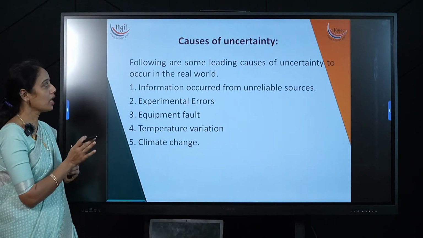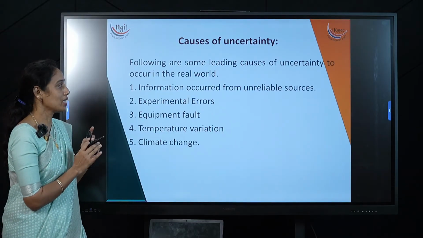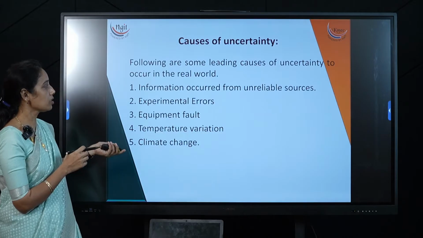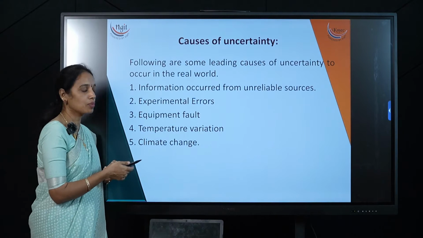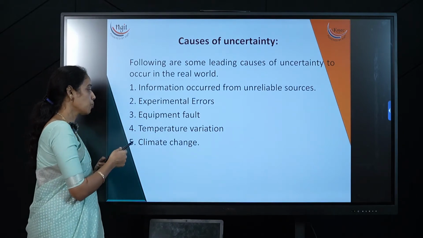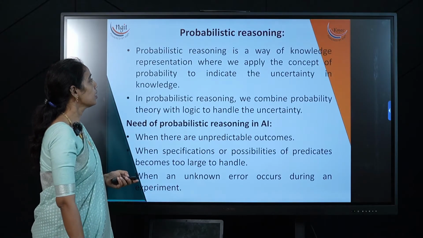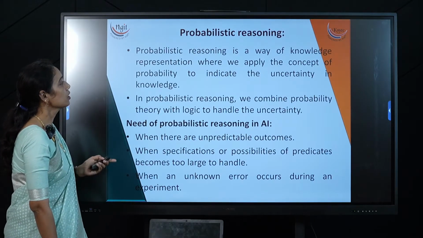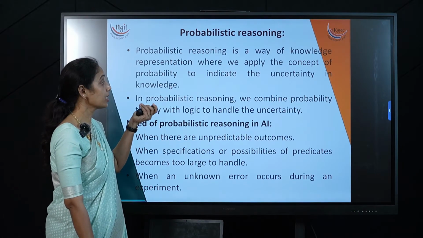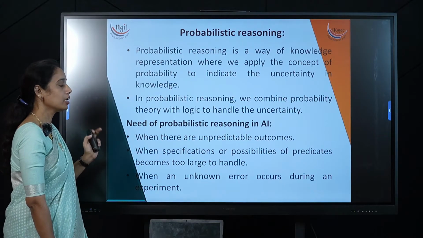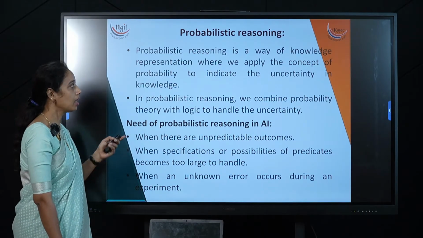But before going to that, let us see what the reasons are for uncertainty. These are some of the leading causes of uncertainty in the real world: information obtained from unreliable sources, experimental errors, equipment fault, temperature variance and climate change. Coming to probabilistic reasoning, it is a way of knowledge representation where we apply the concept of probability to indicate the uncertainty in knowledge. Here we combine probability theory with logic to handle the uncertainty.